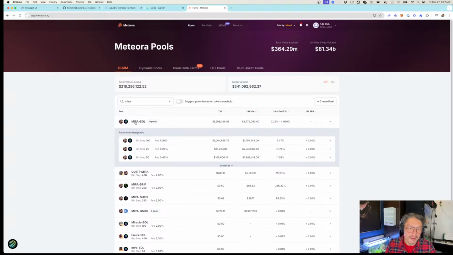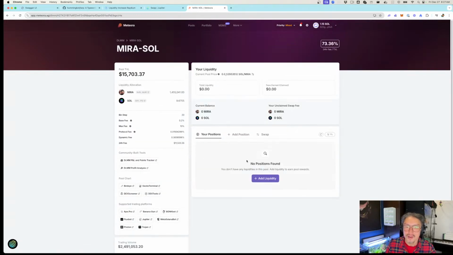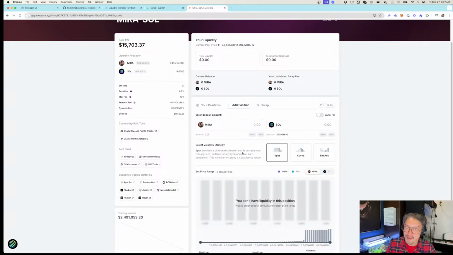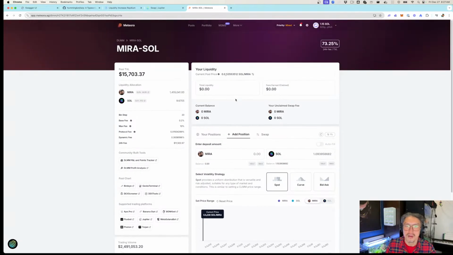So let's look at the Mira token here, and we want to buy as quickly as possible. So let's go into this lowest fee pool. The lowest fee tier pool is likely to be the one that's hit the most. So we'll add a position here, and we don't have any Mira. We want to buy some Mira. So ideally, we want to. Let's see, where's the current price here? Okay, so max. Yeah, there's not enough liquidity in this pool.